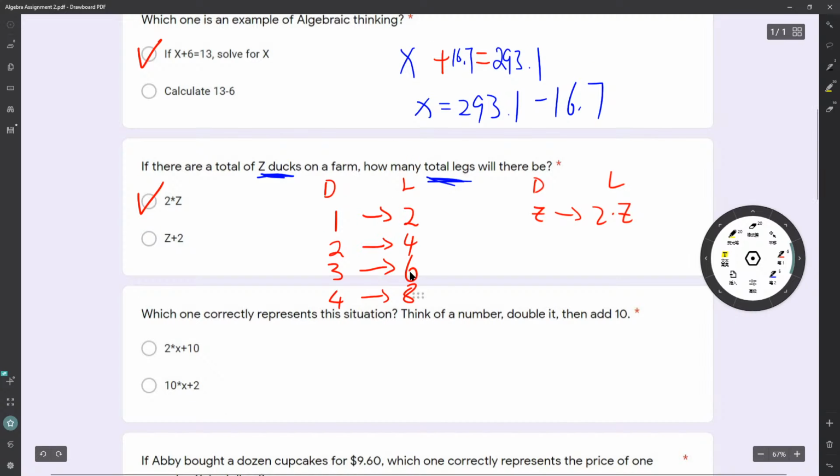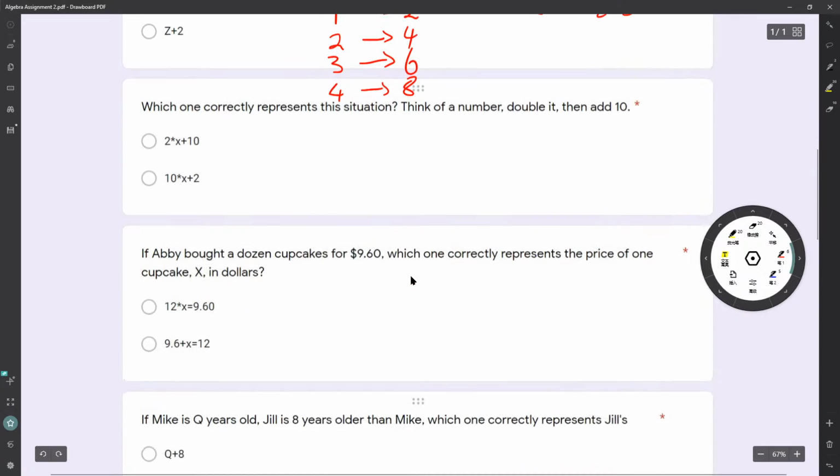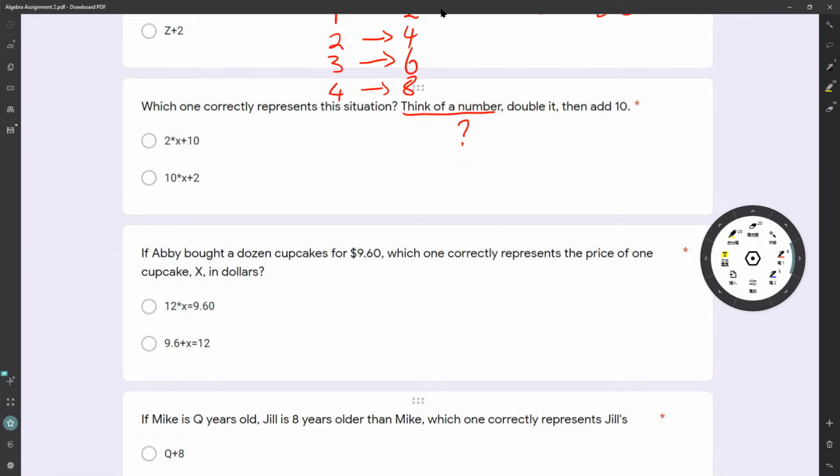Good. Let's go on. Which one correctly represents this situation? Think of a number, double it, and then add 10. Okay. Think of a number. Again, this is something that's totally undetermined. Well, you think of a number. I don't know that, right? But double this and then add 10. If I don't even know this to start with, how can I double it? It could be 5 or 6. How can I double that?